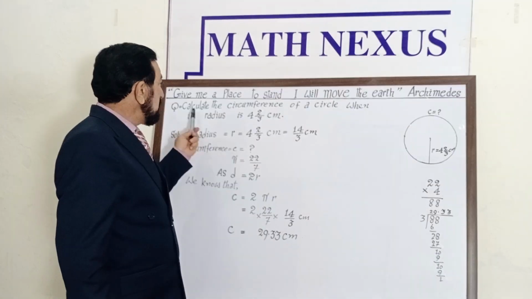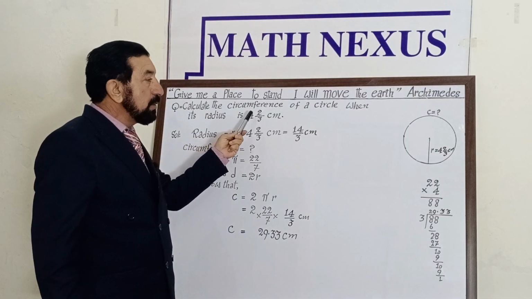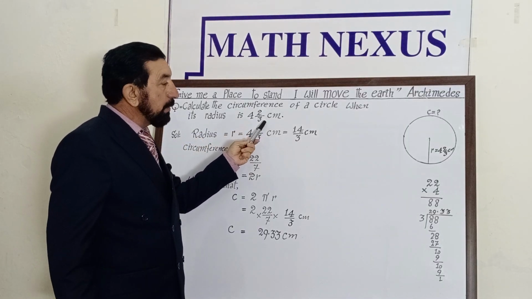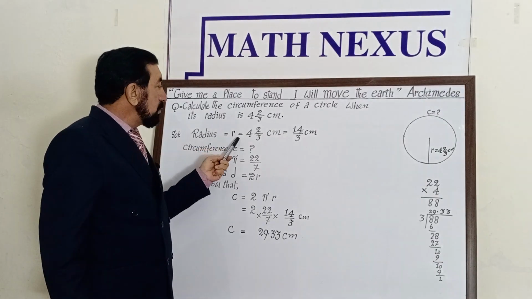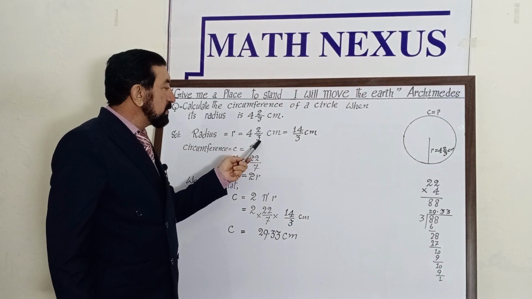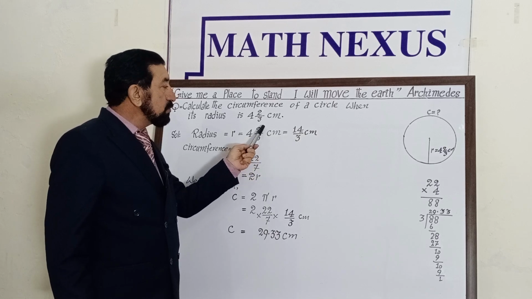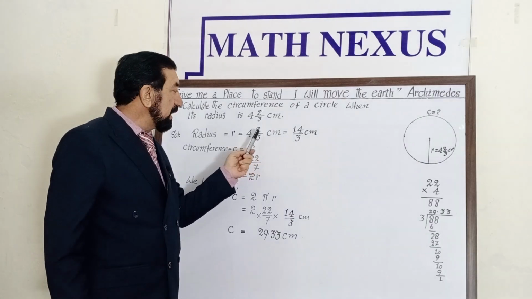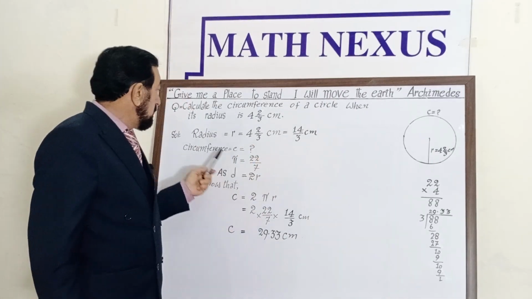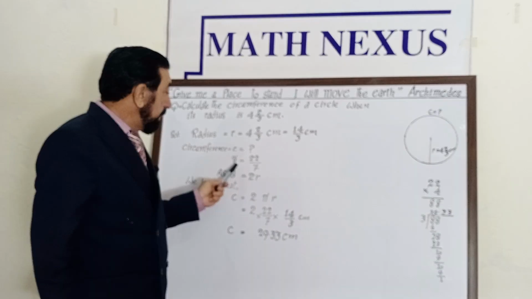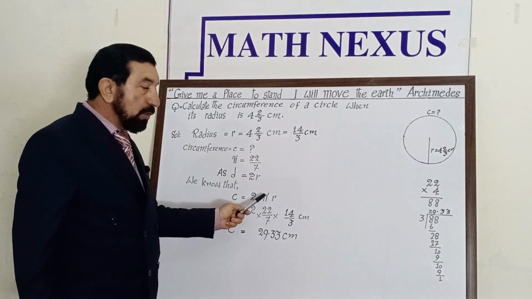Look at this question. Calculate the circumference of a circle when its radius is 4 whole 2 upon 3 centimeter. Solution: radius equal to r equal to 4 whole 2 upon 3 centimeter. This is equal to 3 4s are 12 plus 2, 14 upon 3 centimeter. We can write this amount in this shape. Circumference equal to unknown. Pi equal to 22 upon 7. We know that c equal to 2 pi r.